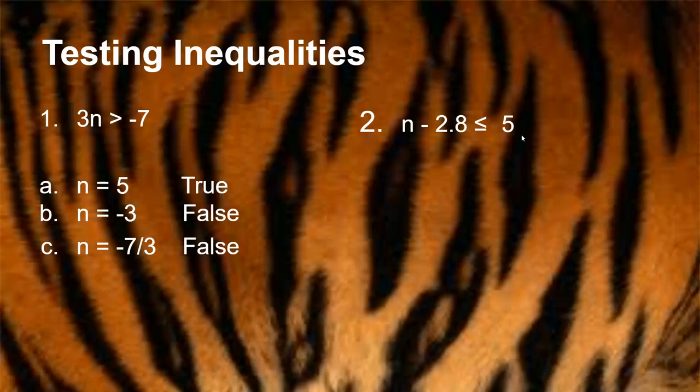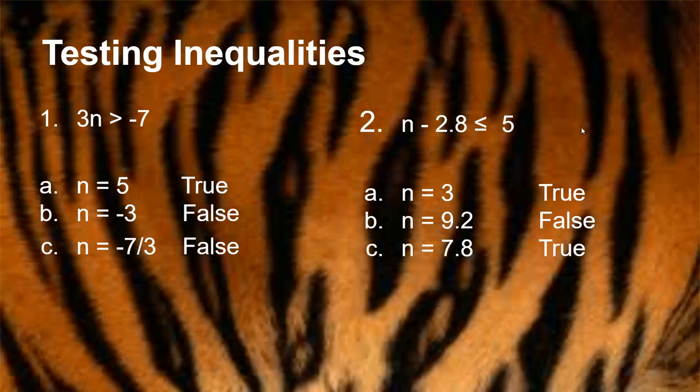On this side, there could be decimals. There might be fractions. If I put in 3, 3 minus 2.8 is 0.2. Is 0.2 less than or equal to 5? Yes. If I put in 9.2, 9.2 minus 8 is 6.8. Is 6.8 less than or equal to 5? Nope. So it's false.